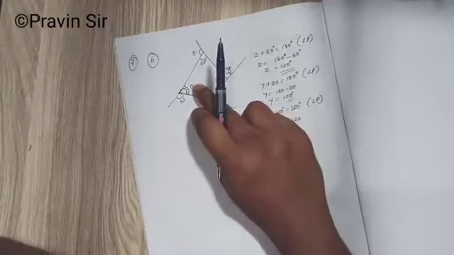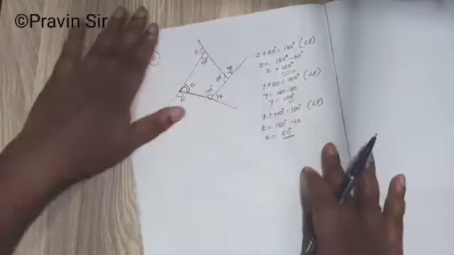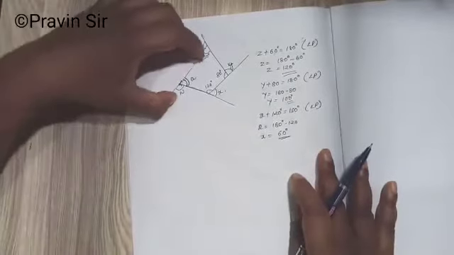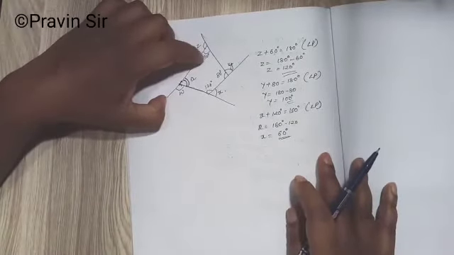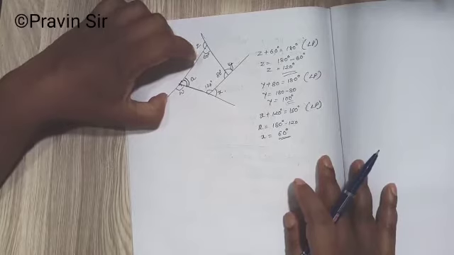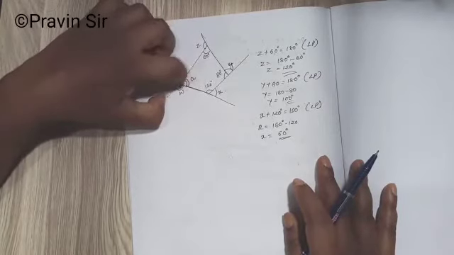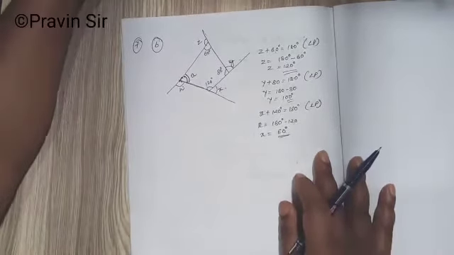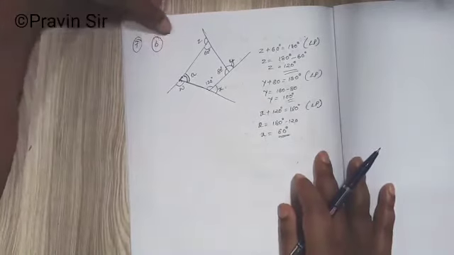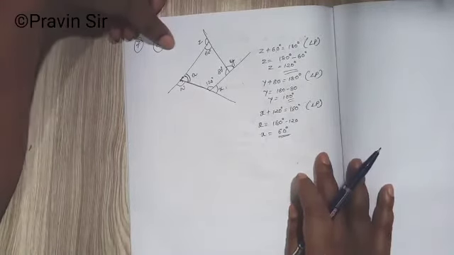First of all, we will find A here. Now you see, what type of figure is this one? 1, 2, 3, 4, four sides are there. Four sides means it is a quadrilateral. So you can apply the angle sum property of a quadrilateral here.